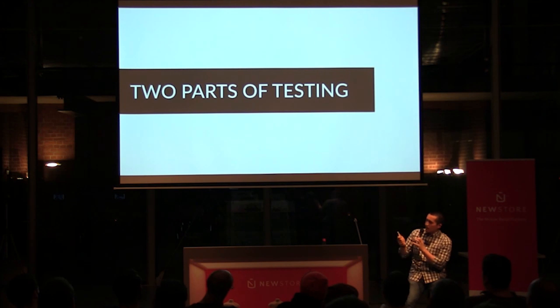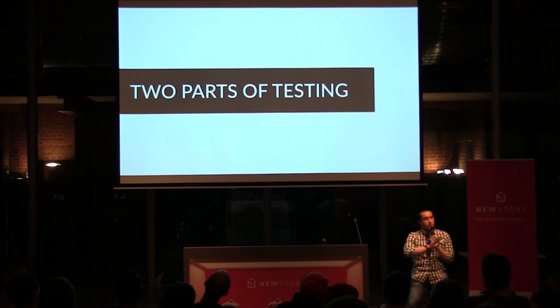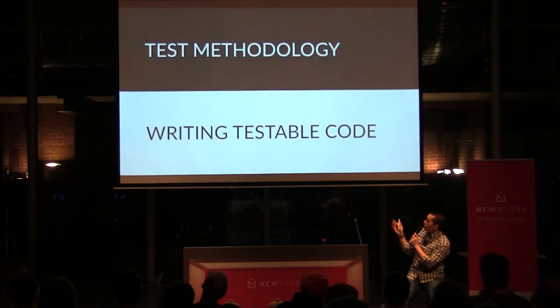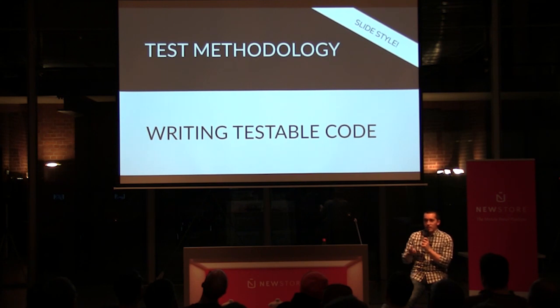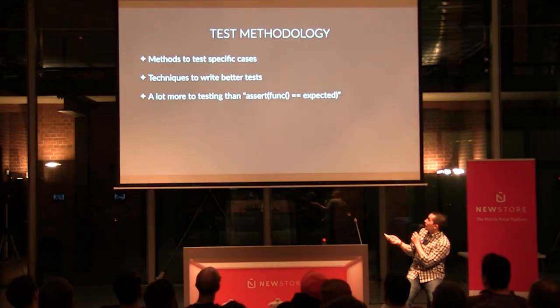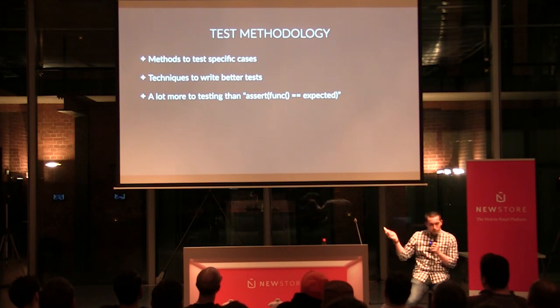I thought the next slide had it, but let me get to it. So ignore my hand. Basically, there's two parts of testing I'm going to talk about today: test methodologies and writing more testable code. They're two separate things, but all one and the same towards the same goal. For this talk, this is going to be the slide style. If it's a black background with white text, it's going to be a test method. If it's white background with black text, it's going to be how to write more testable code.